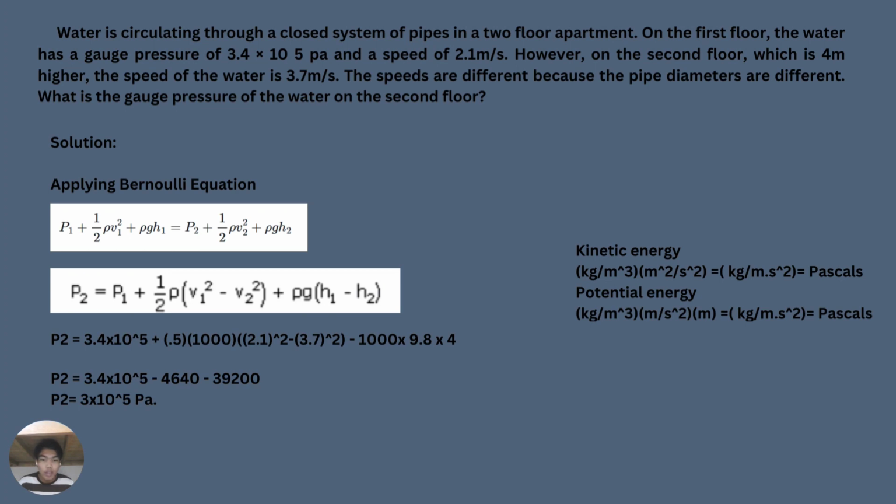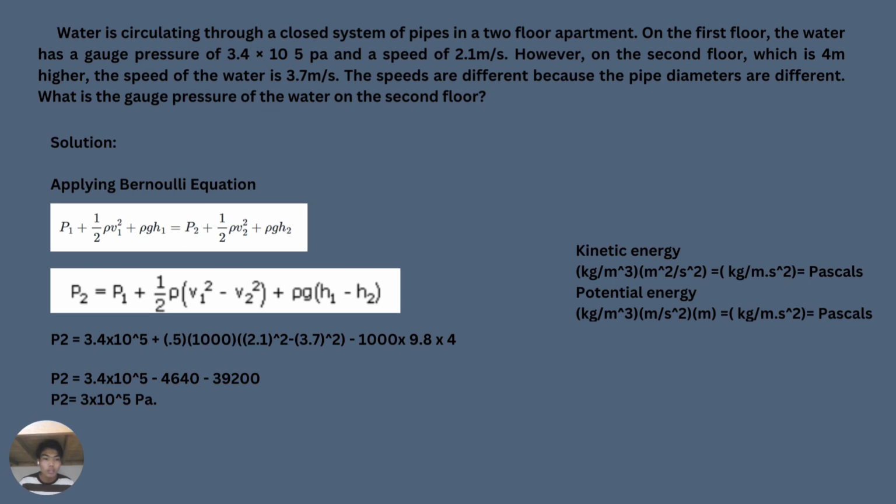Ganon din sa potential energy, mauulit lang din yung process. Now, nung sinalpak natin siya, sinimplify natin lahat, magiging 3.4 times 10 raised to the 5th power minus 4,640 minus 39,200 na lang. Now, for the next step naman, inadd lang natin lahat ng terms. So, magiging pressure 2 is equal to 3 times 10 raised to the 5th power pascals. And that is all naman.